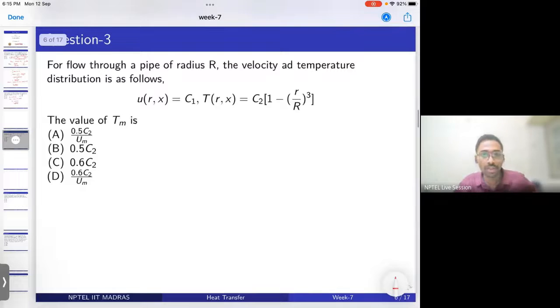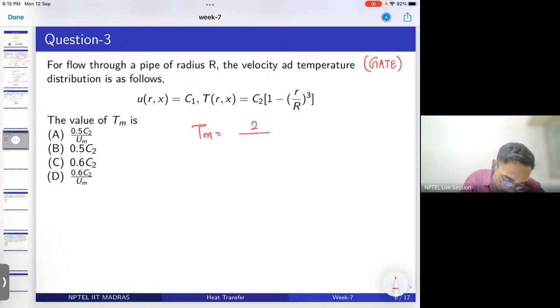So let's move on to the next question. For a flow through a pipe of radius r, the velocity and temperature distribution is given. So we need to find out the mean temperature. I think this is a GATE question. So we need to find out Tm, that is mean temperature. We know the expression for Tm, but I'm not deriving that expression; it is derived in the lectures.